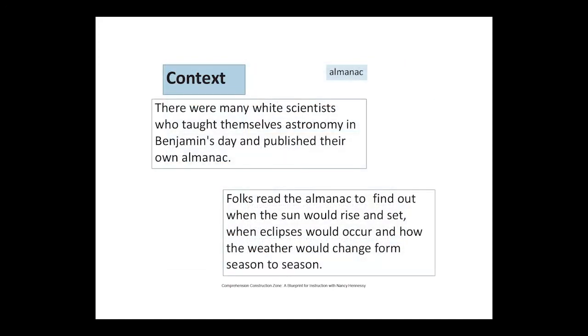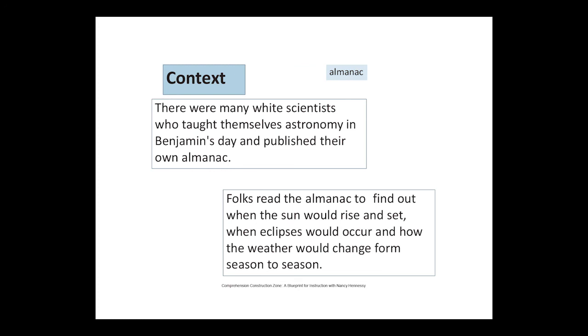So I just chose one from Benjamin Banneker so you get a sense of, if I were working with students, I'd say, you know, I can find an example in Benjamin Banneker for using the context for that word almanac. And if we look carefully, the author actually gives us a definition. So here's the first sentence. There were many white scientists who taught themselves astronomy in Benjamin's day and published their own almanac. Well, you kind of get the sense published is, that's your first clue, it's going to be a book, right? But what kind of a book?